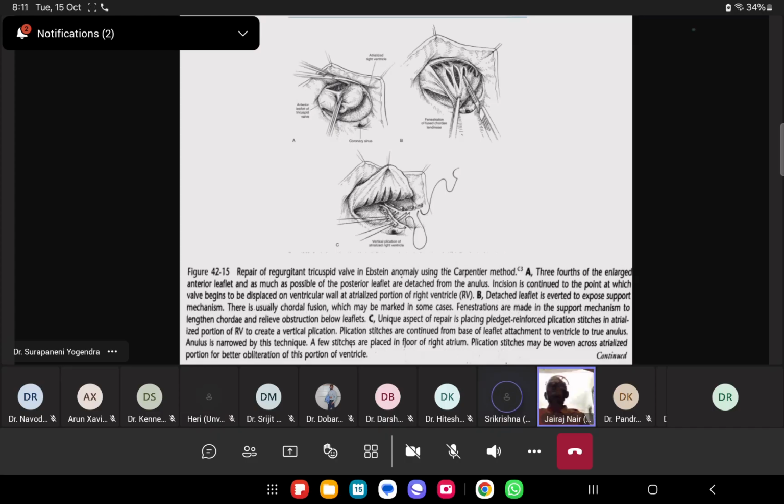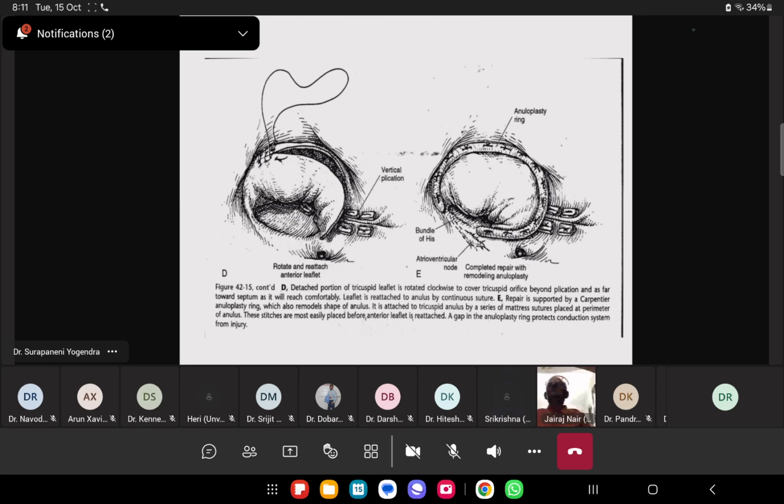D and E show the detached portion of the tricuspid leaflet is rotated clockwise to cover the tricuspid orifice beyond the plication as far toward the septum as it will reach comfortably. The leaflet is reattached to the annulus by continuous suture, and the repair is supported by a Carpentier's annuloplasty ring, which also remodels the shape of the annulus.